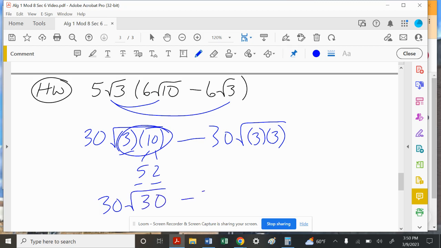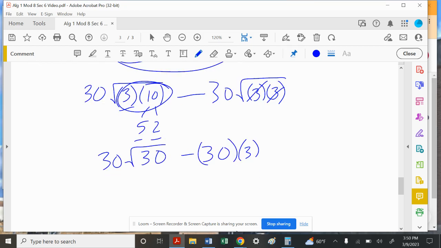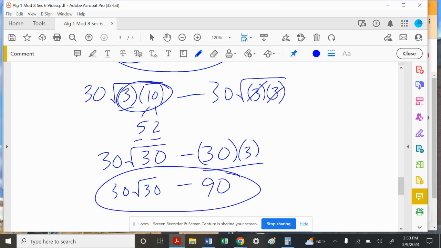And then on the outside, I have 30. But notice I have a pair of 3s. I then can take out a 3. So I get 30 square root of 30 minus, and of course this multiplies out to 90. So that would be my answer for that one.